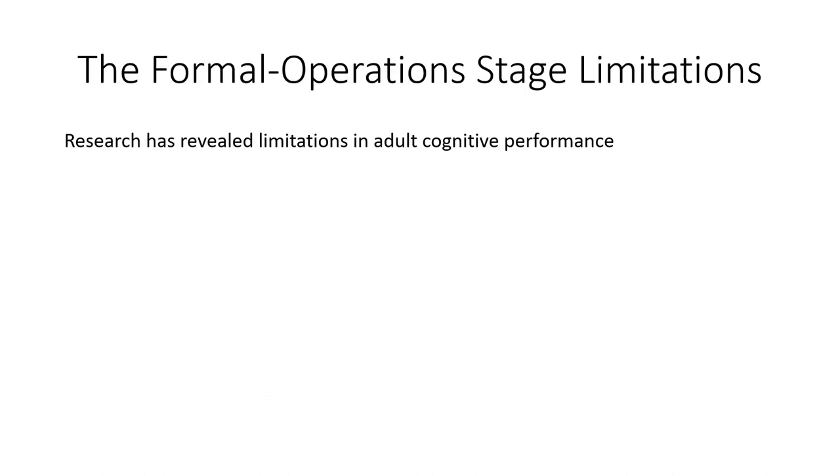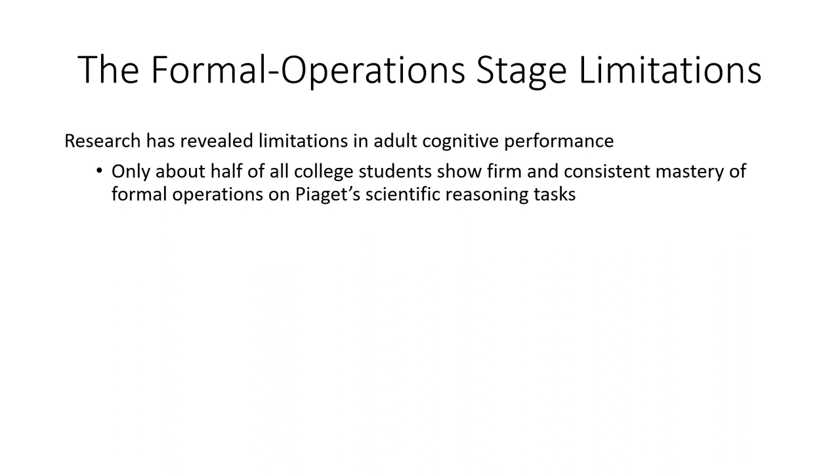Let's look at some of the limitations of this stage. So research has actually revealed limitations in adult cognitive performance. Only about half of college students actually show firm and consistent mastery of the formal operations stage, something that's supposed to be mastered at 11 to 14 years old, definitely by high school. They're starting to show that actually only about half of college students show consistent mastery of formal operations in reasoning tasks.